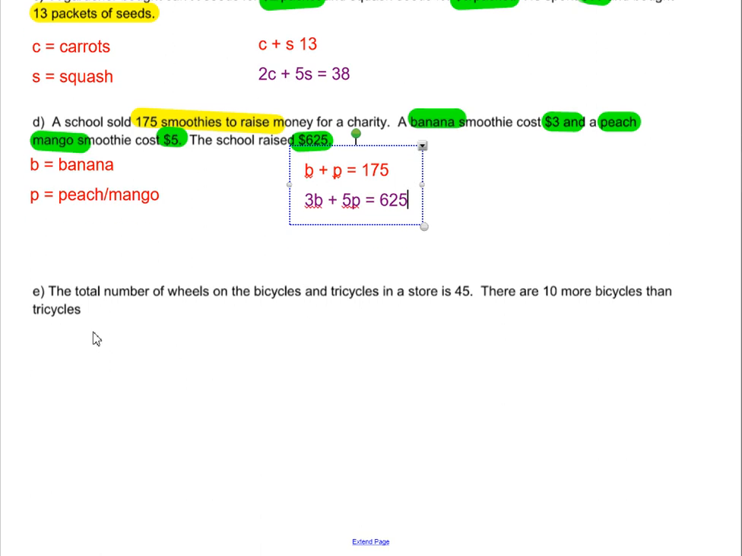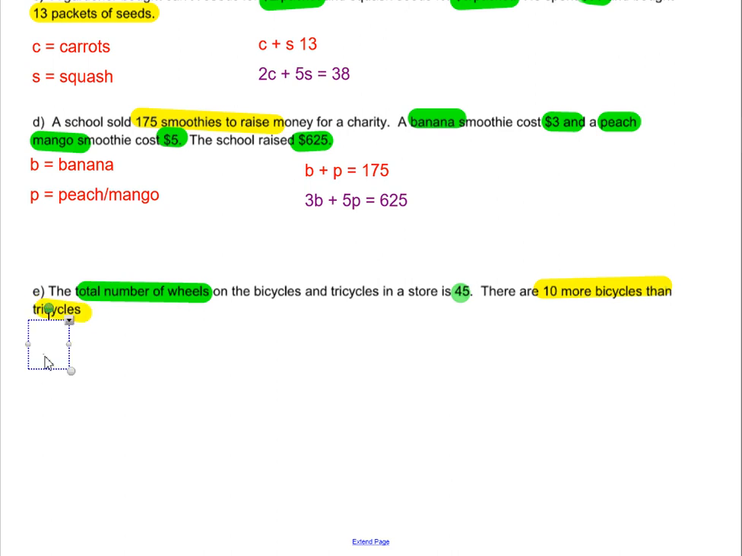Total number of wheels on bicycles and tricycles in the store is 45. So this here is the total number of wheels on both is 45. So we know there are 10 more bicycles than tricycles. That's what we need to know. My let statements are going to be B is for my bicycle.